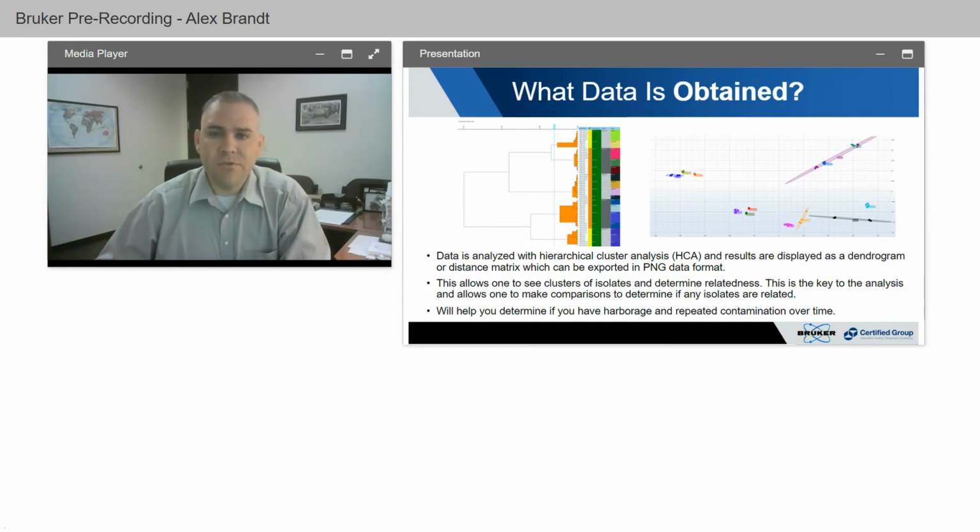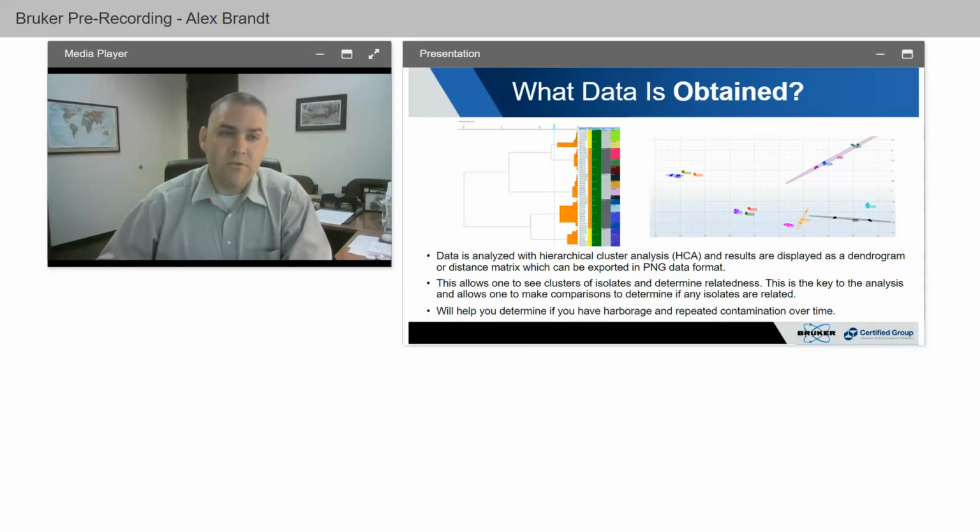Especially when conveying this to customers, it's easier to look at it in this regard so that they can see clustering of different isolates from different strains, and they can also see clustering of different species, if you have different species here as well. The main thing here is to look at the clusters of isolates and determine relatedness. This is really the main component of the analysis: being able to determine if isolates are comparing to one another and if they're related to one another.